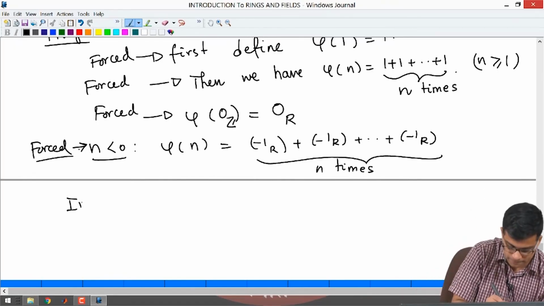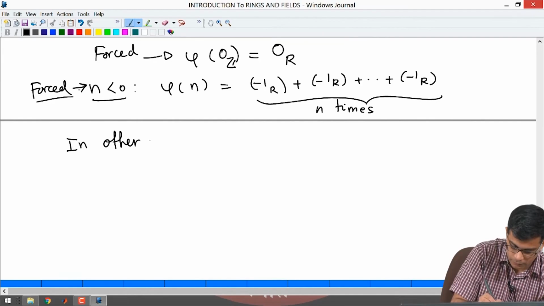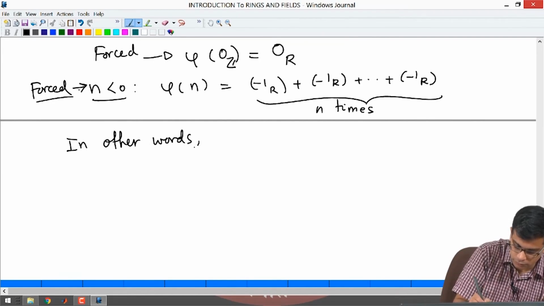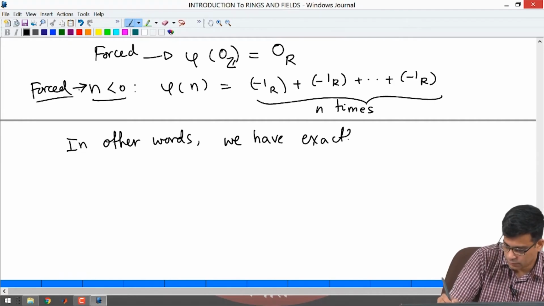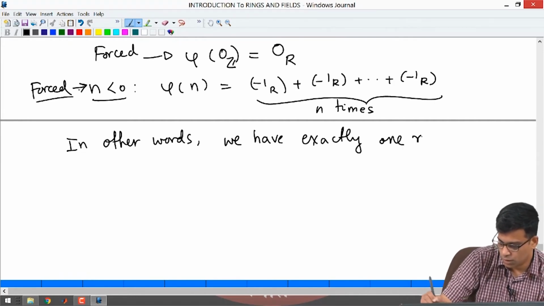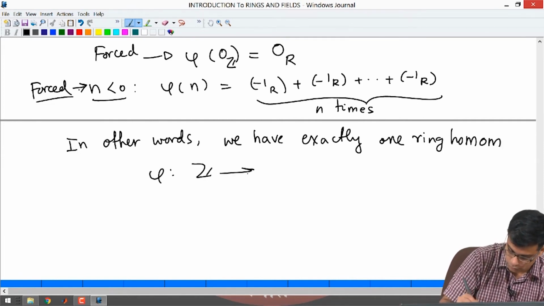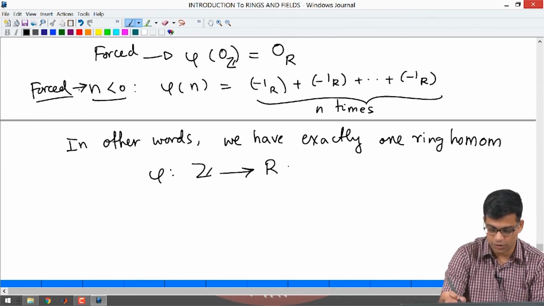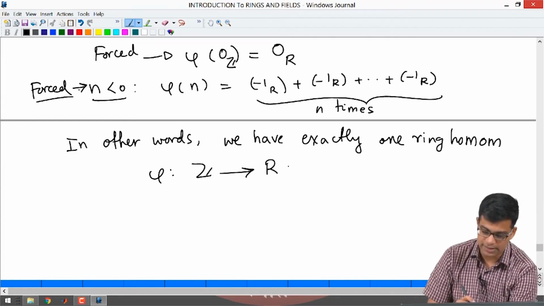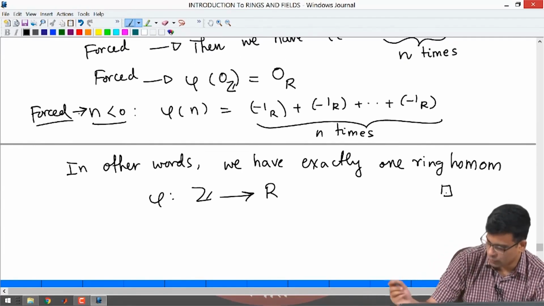In other words, we have exactly one ring homomorphism, right. So, we have exactly one ring homomorphism from Z to any ring R. So, essentially this finishes the proof of the proposition.